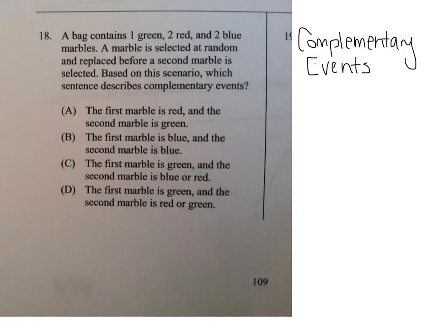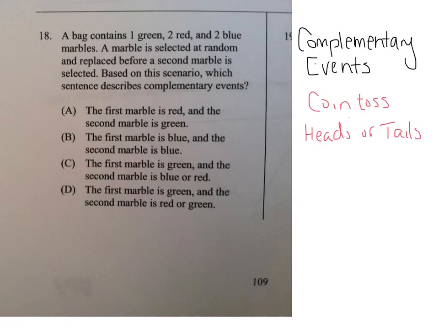So for instance, a really popular example would be a coin toss. In a coin toss, you have two things that can happen. You can either get heads or you can get tails, but they are really the only two types of events that can happen in a coin toss.